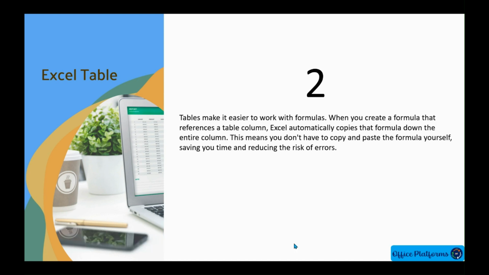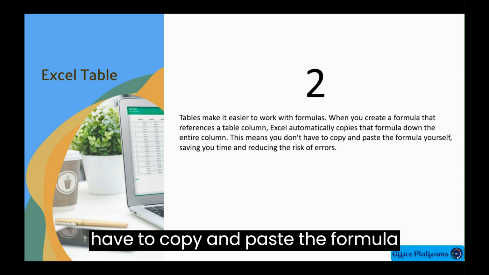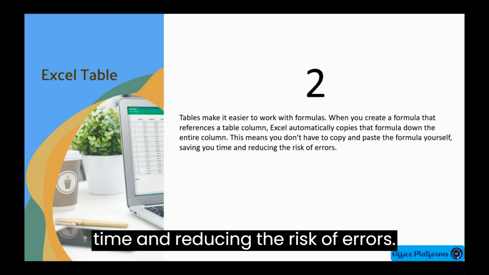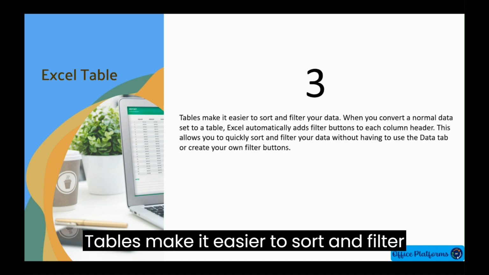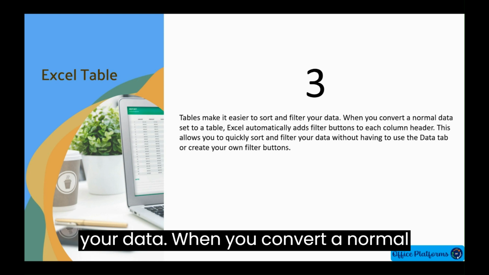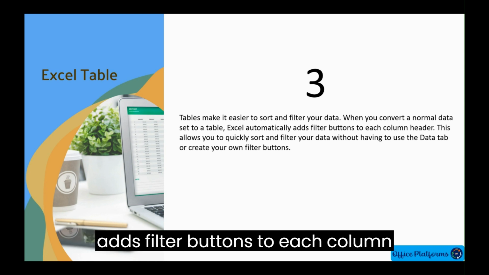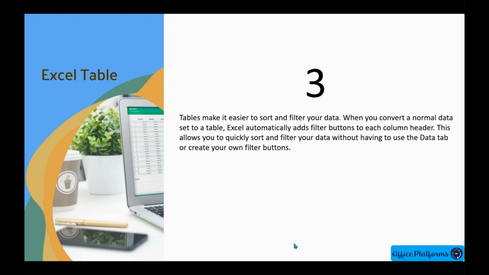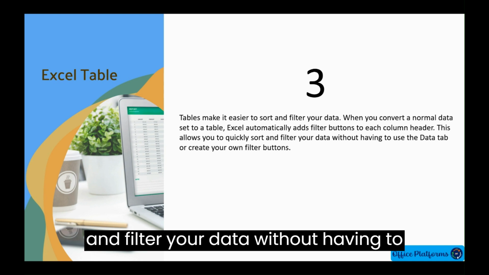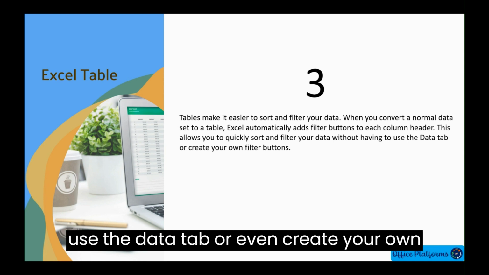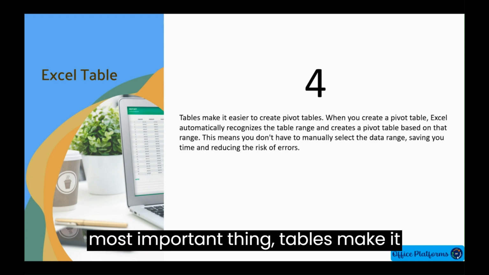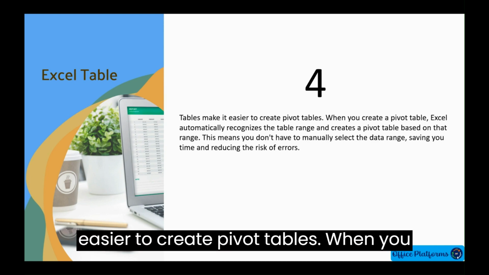This means you don't have to copy and paste the formula yourself, ultimately saving your time and reducing the risk of errors. Tables make it easier to sort and filter your data. When you convert a normal dataset to a table, Excel automatically adds filter buttons to each column header. This allows you to quickly sort and filter your data without having to use the Data tab or even create your own filter buttons. Last, and the most important thing, tables make it easier to create pivot tables.